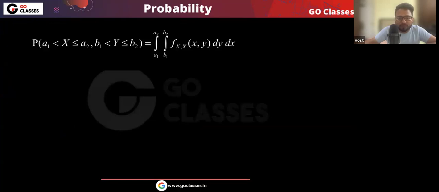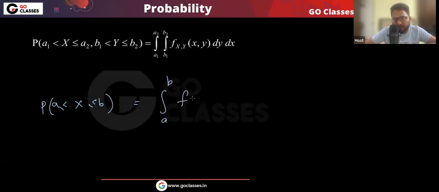Suppose that a joint distribution or joint PDF is given to you, and then they ask you to find this probability. Then what will you do? See, if only the marginal PDF is given to you, and they say that X is between A to B, then how do you find this probability? You will say it is the integral from A to B of f of X, right? Something like this. That's how you will find it using the marginal.